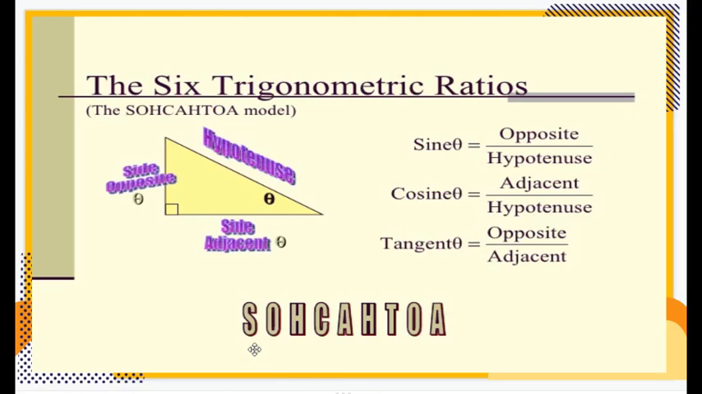We can call this SOHCAHTOA, which means sine is opposite over hypotenuse, cosine is adjacent over hypotenuse, tangent is opposite over adjacent.